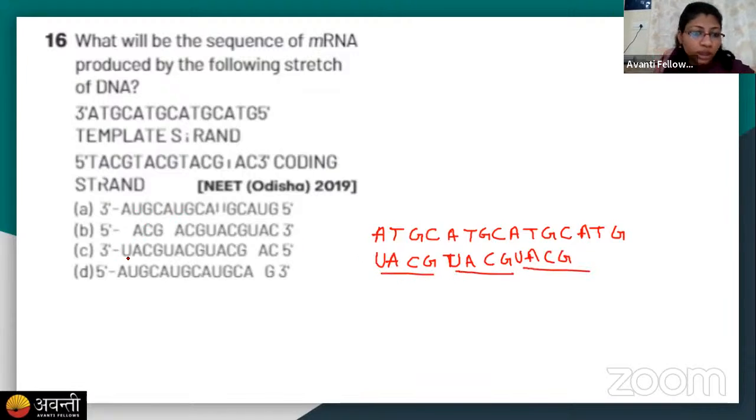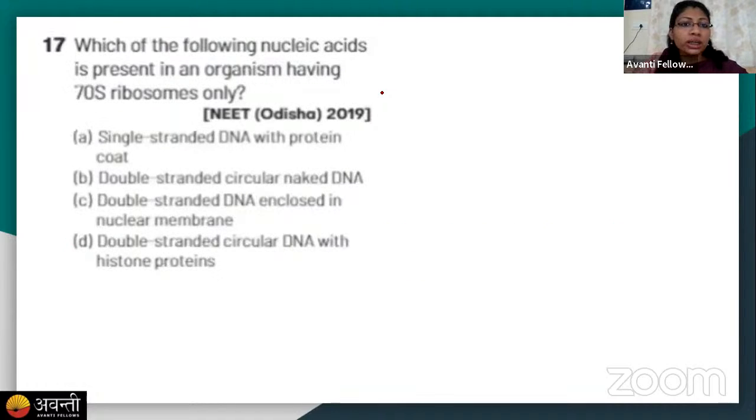So we have to look for that. Only one strand starts with the U, and that is the third one. So yes, the third option, option C, is correct, right? Okay, let's move to the next question.